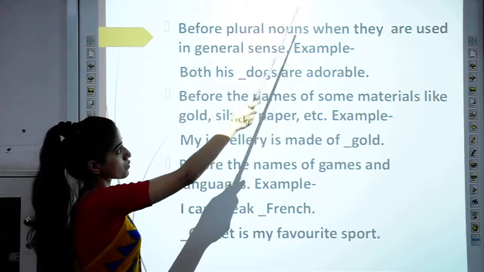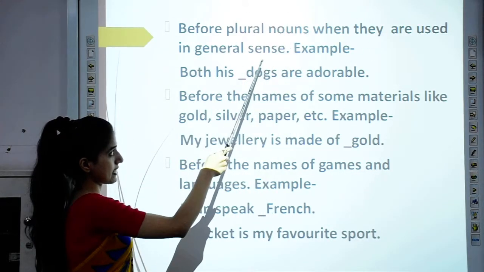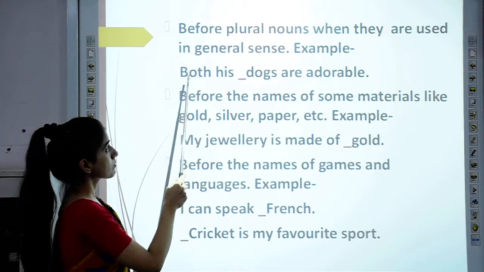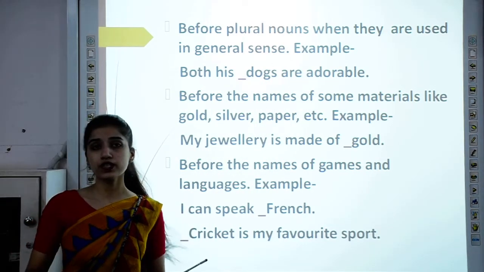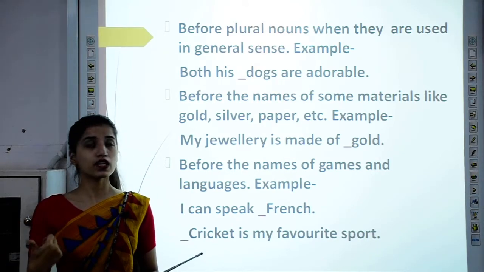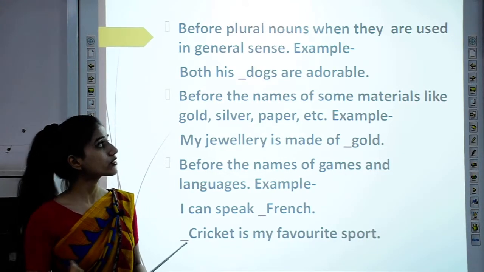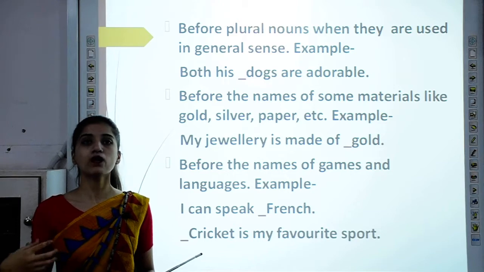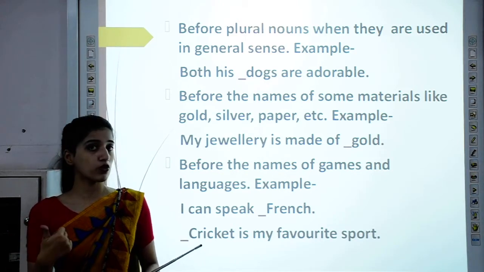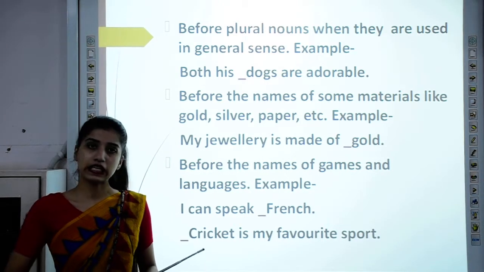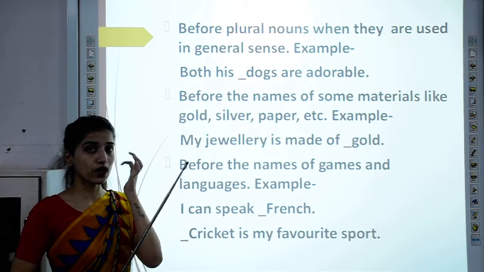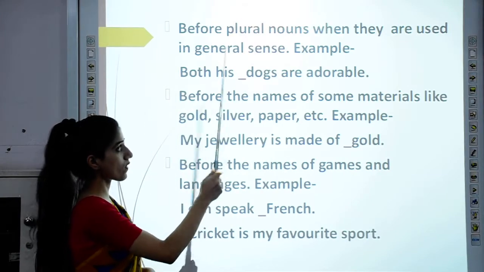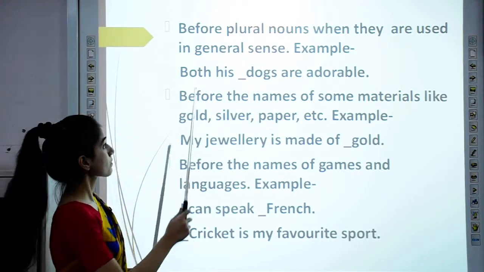Before plural nouns when they are used in a general sense. Example: "Both his dogs are adorable." So before plural nouns also we will not be using the when we are talking about them in a general sense. That time also we will not be using the with them. With "both his dogs," the is not coming, right? So, "Both his dogs are adorable."